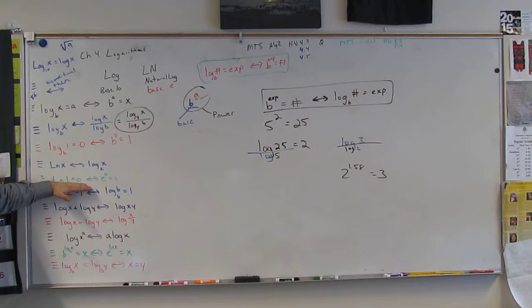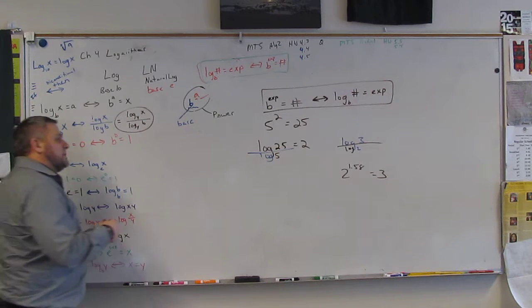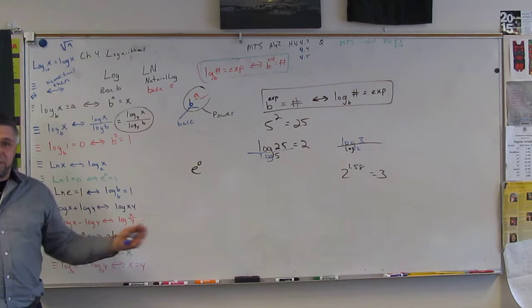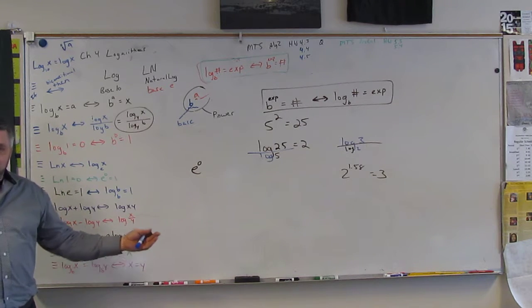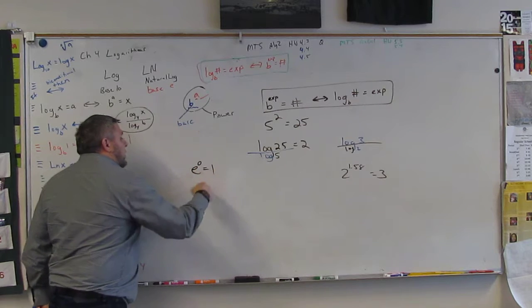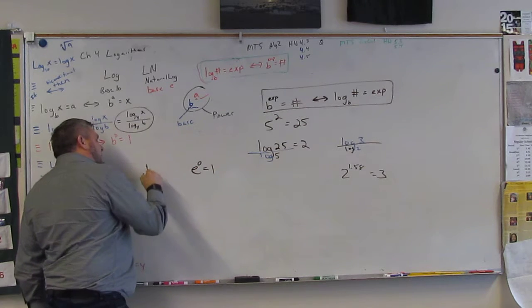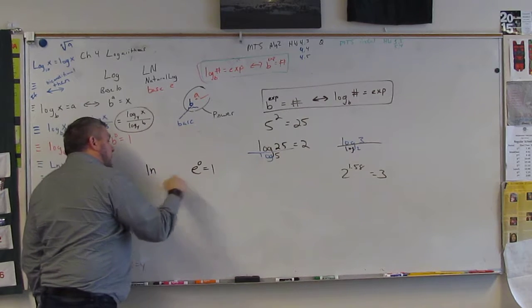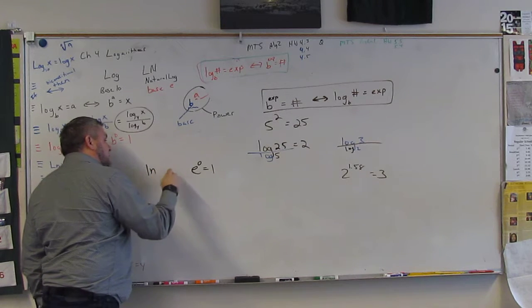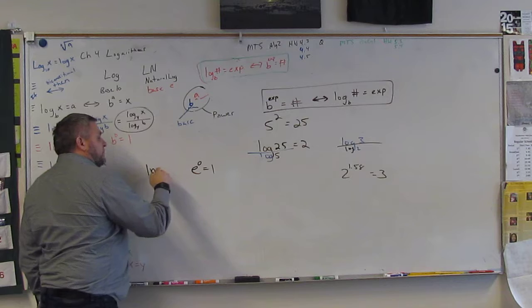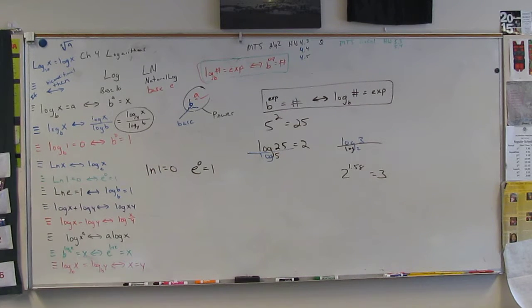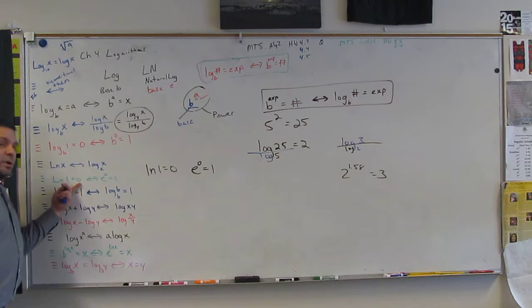That brings us up to the whole, well, what is e to the 0? Well, any number to the 0 is what? 1. So I can bring that backwards and say, then that means ln, because log base e of 1 is equal to the exponent, which is 0. So the logarithm of 1 is also going to be 0.